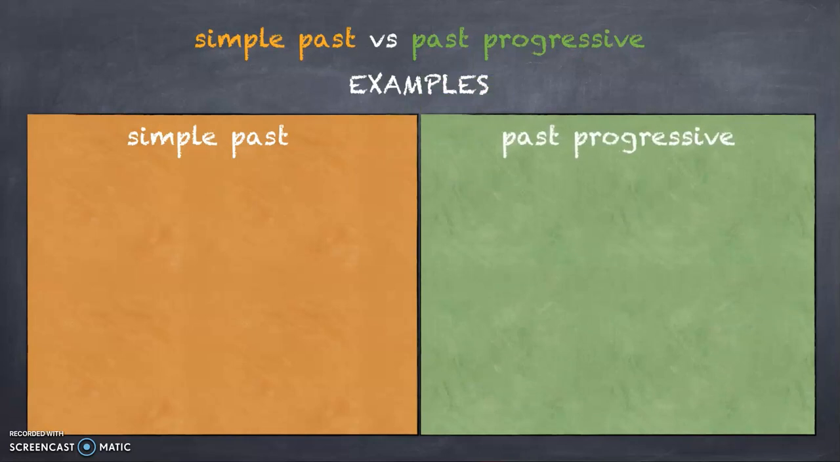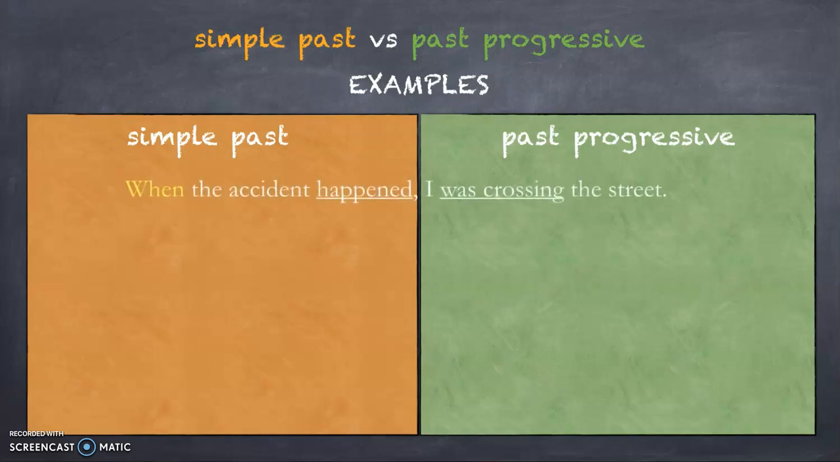Most of the time, when you have a sentence with past progressive, you also have a sentence with simple past going with it. So when the accident happened is simple past, because the accident happened and it's over, and it makes a specific moment in the past, so you have to use I was crossing the street, the past progressive, in the second part of the sentence.